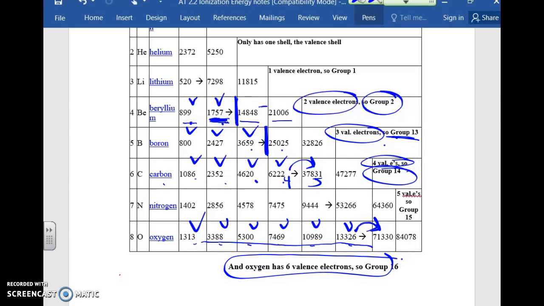Okay? So you have 2 skills: explaining the variation in, or the exceptions to, the general trend in first ionization energy. And in this one, I have to say goodbye because I've run out of time.